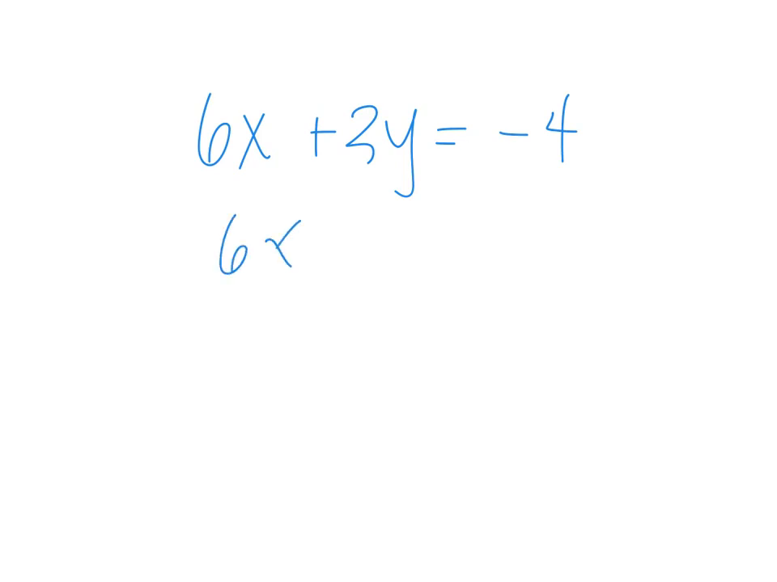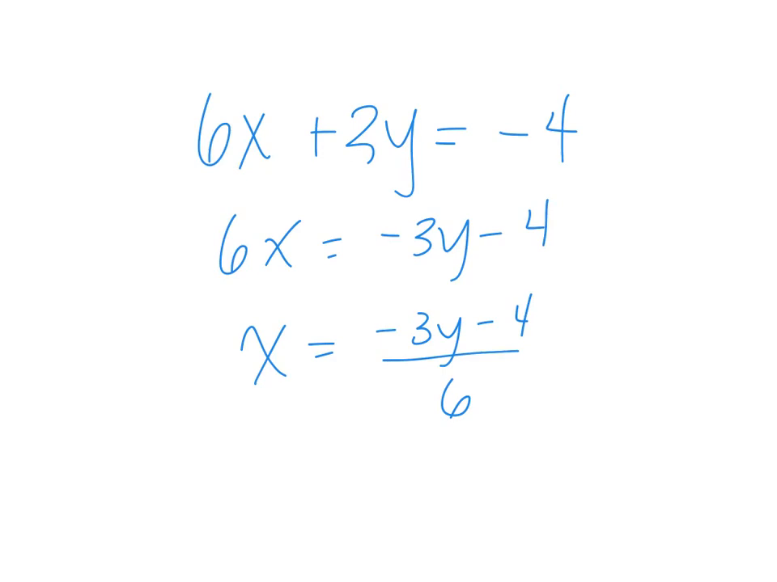A simpler problem: if it said solve for x and we had 6x plus 3y is equal to -4, I would just move everything away from the x first, right? Subtract 3y, so 6x equals -3y minus 4, then divide by 6. So we have x is equal to (-3y minus 4) over 6. You don't really need to do anything from there. We're fine.